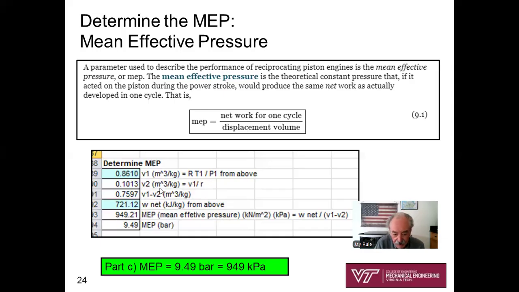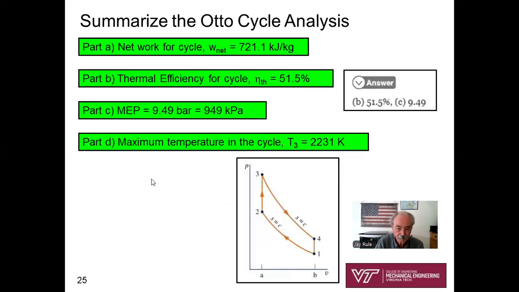We're going to check our units to see that the mean effective pressure is 949.2 kPa, kilonewtons per meter squared. The textbook asked for the answer in bars, so we'll simply divide by 100 to get 9.49 bars as the mean effective pressure.